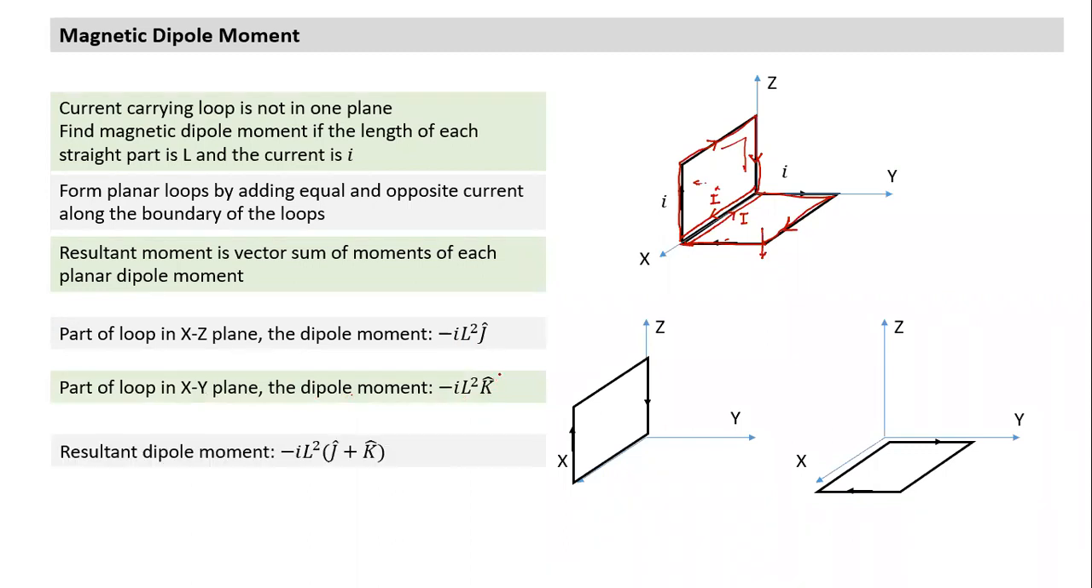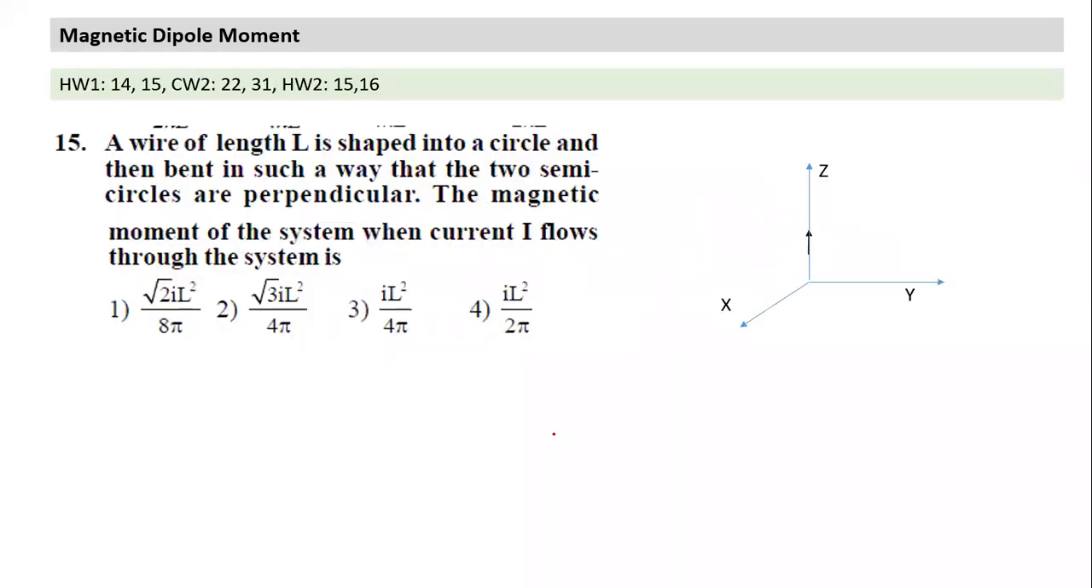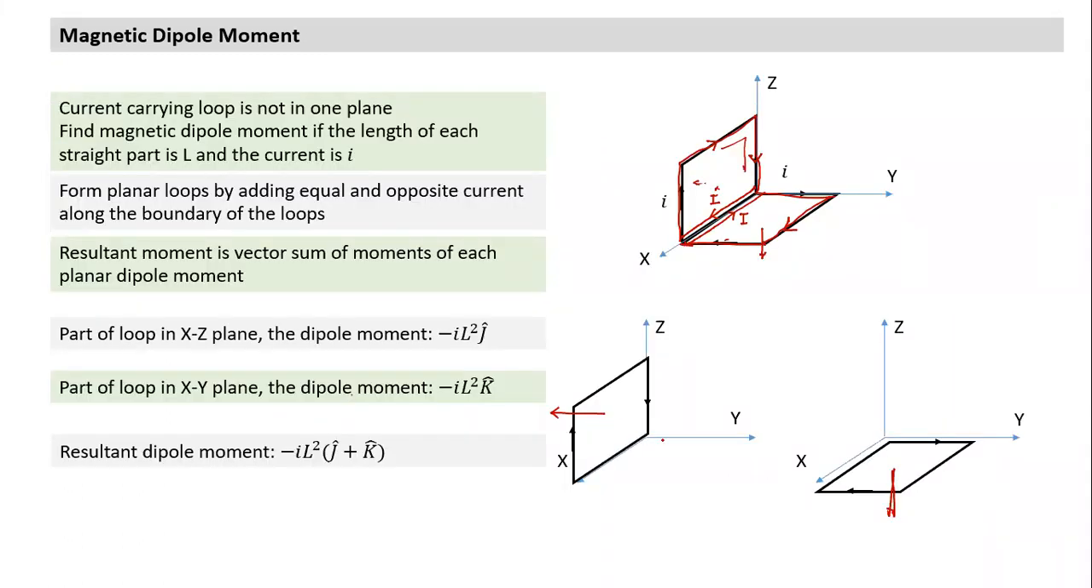So what is the resultant dipole moment? It's a vector sum of the two. This becomes my resultant dipole moment. I can view this also as an arrow, the sum of these two, the resultant of the two. It will lie in which plane? The resultant moment is clearly given. It lies in the YZ plane. Easy. I hope this part is understood.